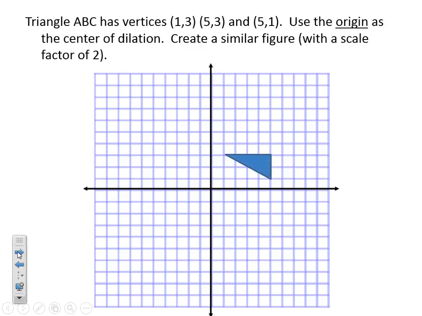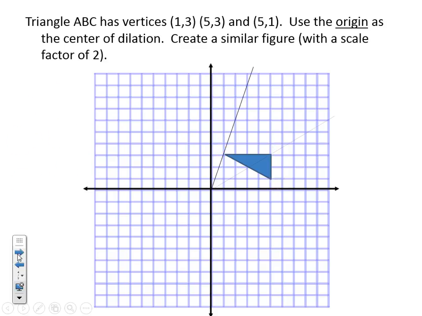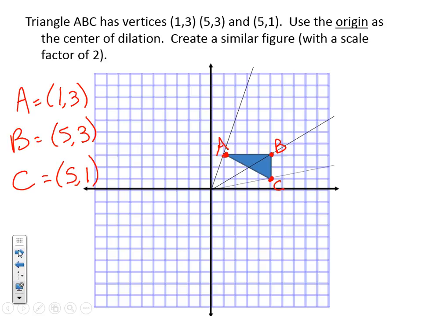Here is our figure. I'm going to call this A, this one B, this one C, alright? Where A is then 1, 3, B is 5, 3, and C is 5, 1. Alright, and then we have our center of dilation. Here we go. It's going straight out of each of these. It's like a flashlight. It starts at one point and then it spreads and gets wider. So here our center of dilation is getting bigger.